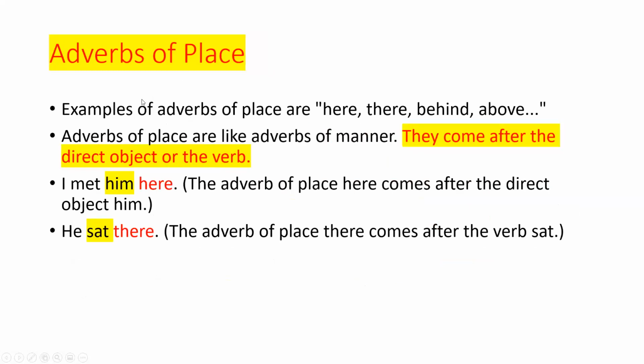Adverbs of place. Examples of adverbs of place are here, there, behind, above. Adverbs of place are like adverbs of manner. They come after the direct object or the verb. I met him here. Here is after the direct object, him. He sat there. There comes after the verb sat.